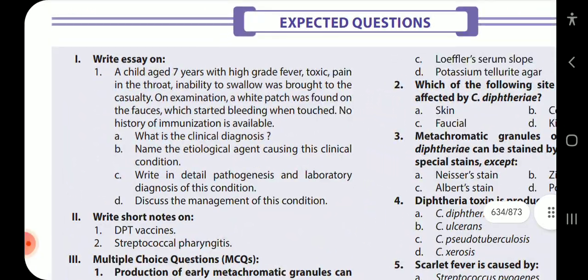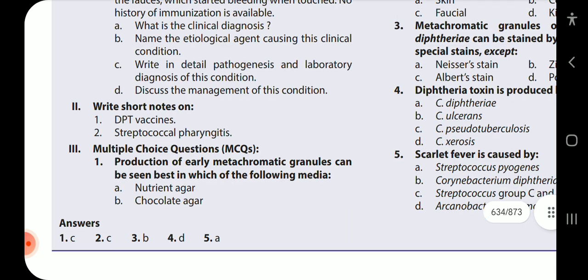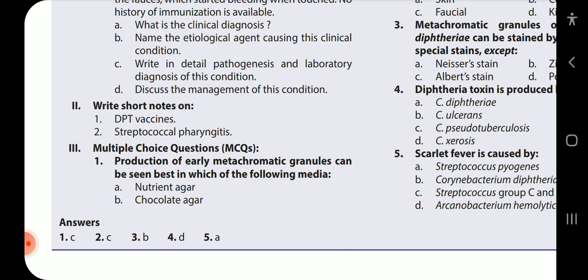Now we come to the expected questions. An essay: a child aged 7 years with high grade fever, toxic look, pain in the throat, and inability to swallow was brought to the casualty. A white patch was found on the fauces, which started bleeding when touched. No history of immunization is available. It's a case of diphtheria. We can try clinical diagnosis, radiological features, details of pathogenesis, lab diagnosis, and management. Now, a short note on DPT vaccine or streptococcal pharyngitis we can also do.